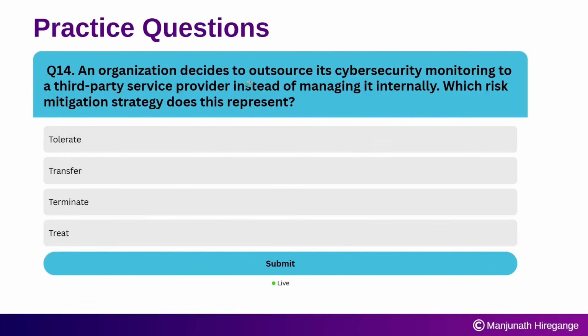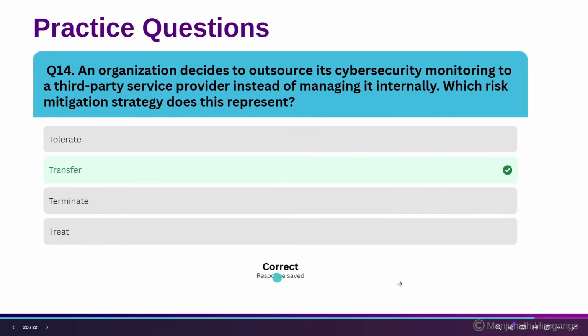An organization decides to outsource its cybersecurity monitoring to a third-party service provider instead of managing it internally. So, which risk mitigation strategy does this represent? If you understand the meaning of each of these four, you can easily answer. So, the right answer is transfer, because transferring means we are shifting the responsibility to a third party, such as outsourcing cybersecurity monitoring to an external provider or getting insurance coverage. So the risk still exists, but at least another entity manages it.